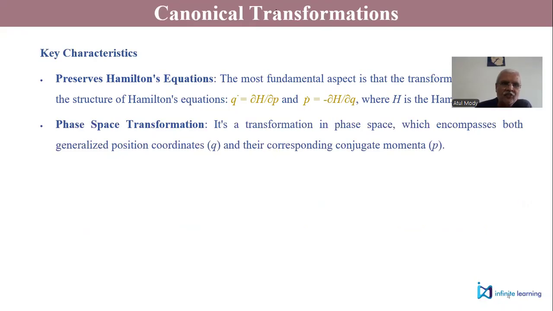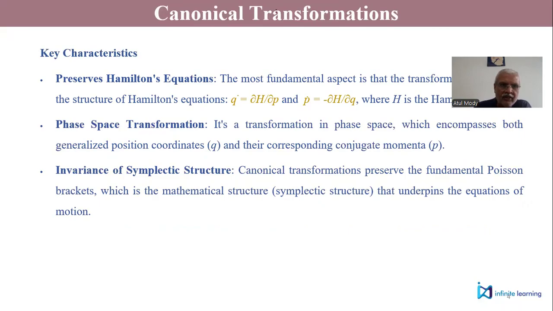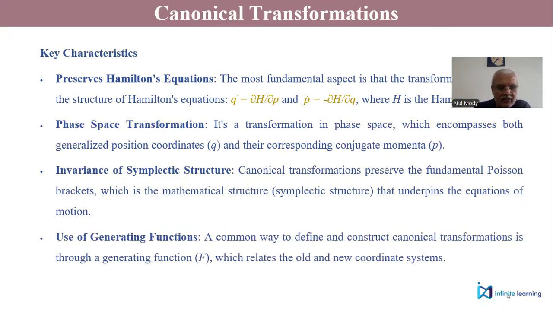First, these are transformations which will preserve Hamilton's equations of motion. It's a transformation in phase space. Phase space means coordinate and momentum space together, right? Then it would have a structure which would be the same as the old system, and they are connected by what you call a generating function.